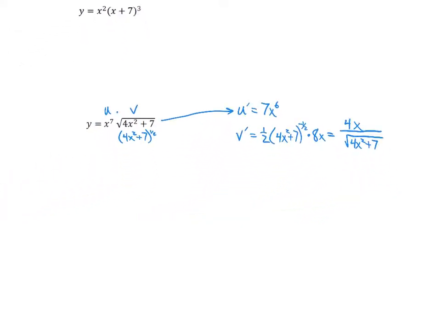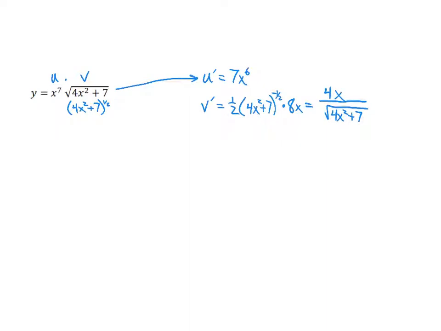So, now we've got a product rule. dy dx equals u prime, 7x to the 6th, times v. I'm going to use the radical. Radical 4x squared plus 7, plus the u times v prime, 4x over radical 4x squared plus 7.